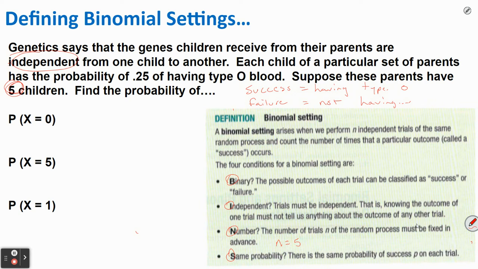And then finally, the same probability, this kind of ties in with independence. P, the probability of success, must be the same for each trial. In this case, it's 25%. It can't be 25% for one child and then 30% for the next child and then 15% for the third child. They must all have the same probability of success.